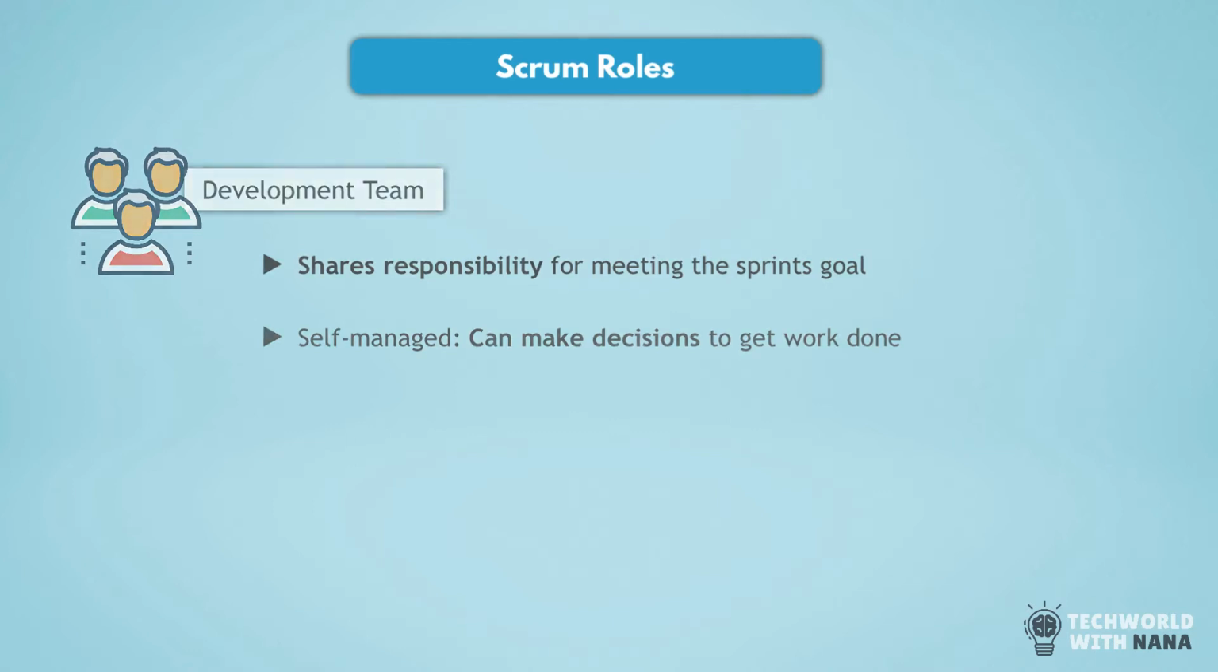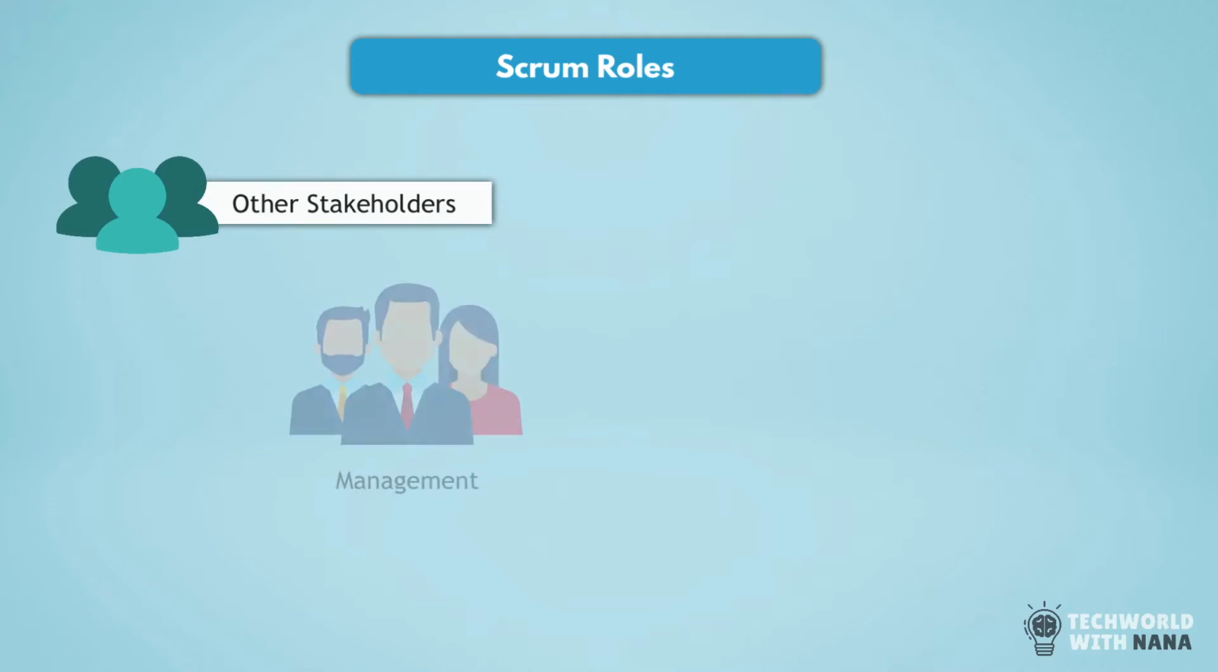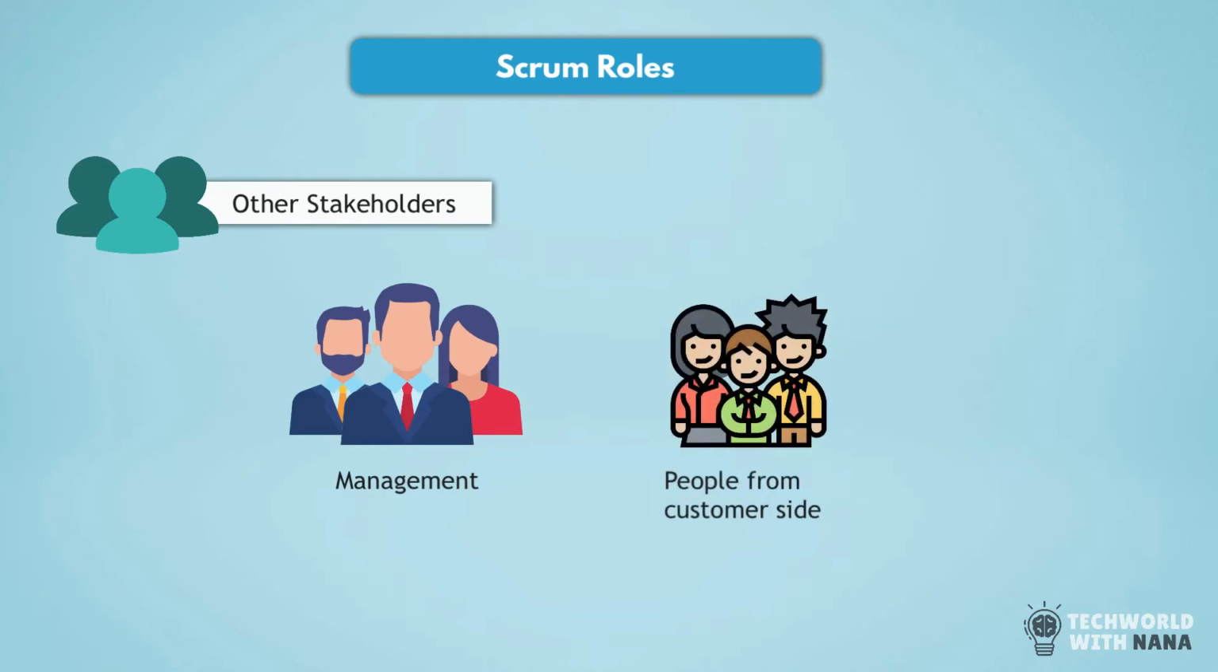And finally, in Scrum, you have these secondary roles, which are everyone else involved in the project. And this could be the management of the company, different people from the customer side, members of the executive team, and so on. So basically, people who are not directly involved in implementation, but they need to give some input or feedback or in some way contribute to the project from outside.